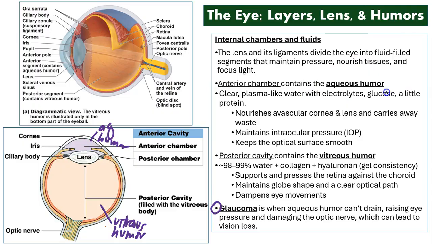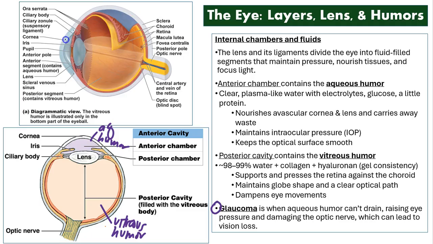What is aqueous humor? It's basically a clear water-like liquid. What does it have in it? Electrolytes, glucose, and sometimes protein. What's the whole purpose of it? To nourish the avascular cornea that we see here, and to nourish the lens. What we mean by nourish is we want to make sure it's lubricated well. We want to make sure it has all the electrolytes and everything to keep it going. And one important thing is that it's going to carry away waste.